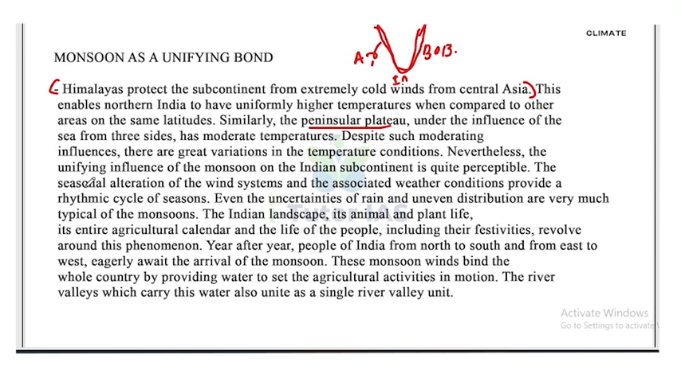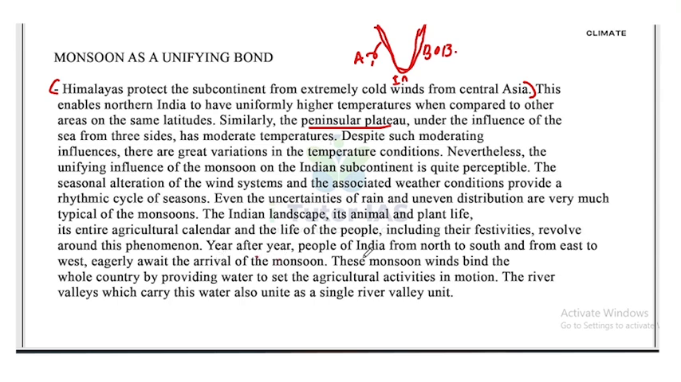Nevertheless, the unifying influence of the monsoon on the Indian subcontinent is quite perceptible. The seasonal alteration of the wind system and the associated weather conditions provide a rhythmic cycle of seasons. Even the uncertainties of rain and uneven distribution are very much typical of the monsoons. The Indian landscape, its animal and plant life, the entire agriculture calendar and the life of people, including their festivities, revolve around this phenomenon, that is the monsoon phenomenon.